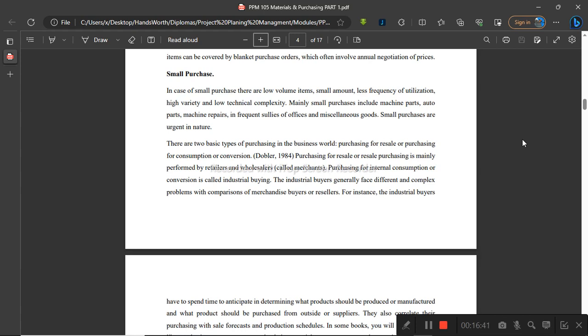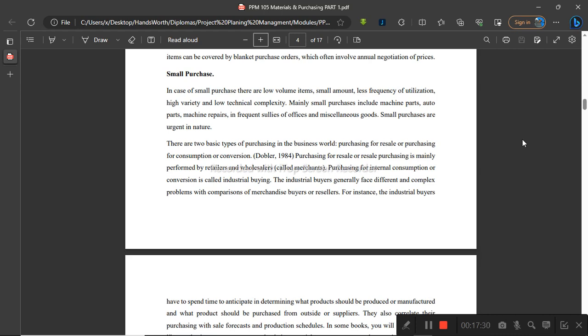Then we have the other type of purchasing, which is purchasing for consumption or conversion. Here you are purchasing because you want to utilize these given goods or resources. Maybe the project that you are undertaking is a construction project. Here you are not going to purchase the resources because you want to sell them. No, you are purchasing these resources because you want to use them in the construction of your project. Such purchasing falls under the second type, purchasing for consumption or conversion.